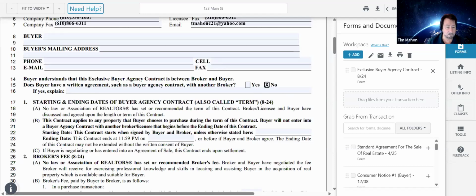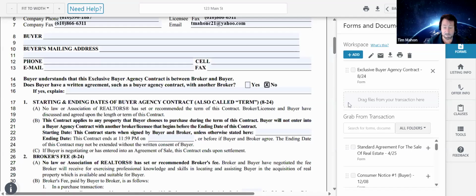Does the buyer have a written agreement such as a buyer agency contract with another broker? If yes, explain, and if it's non-exclusive buyer agency, you're fine. Typically, it's going to be no because they're working with you for the first time because they were referred to you, or you knew them already.